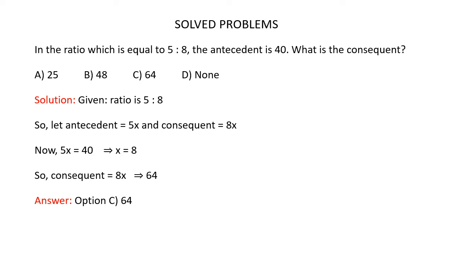Now it's given that the antecedent 5x is equal to 40. This means x is equal to 40 divided by 5, which is 8. So x is equal to 8. Now we know that the consequent is 8x. Since x is 8, 8x is 8 multiplied by 8, which is 64. So the consequent is 64. So the correct answer is option C, 64.